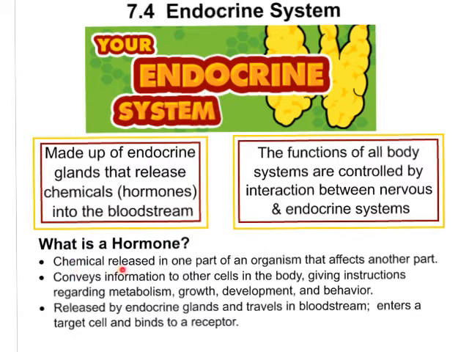A hormone is a chemical that is released in one part of an organism that affects another part. Hormones convey information to other cells in the body. They give instructions about metabolism, growth, development, behavior. And hormones are released by endocrine glands, and they travel in the bloodstream and enter a target cell where they bind to a receptor.